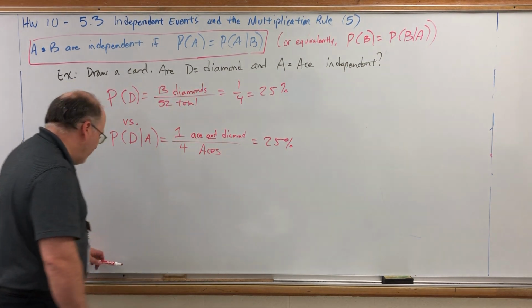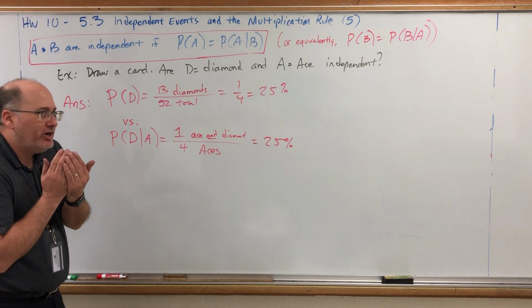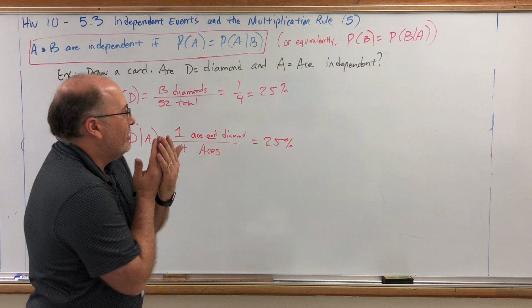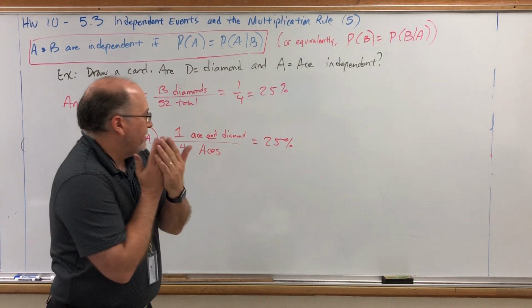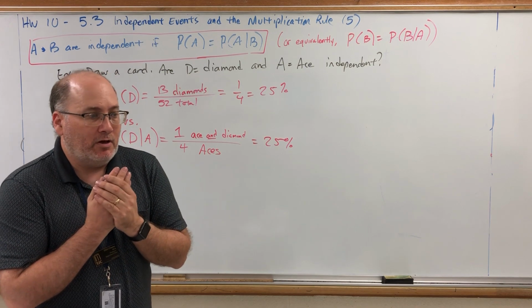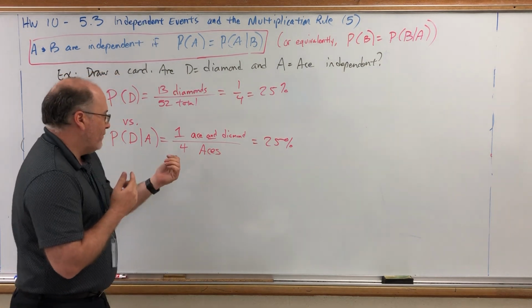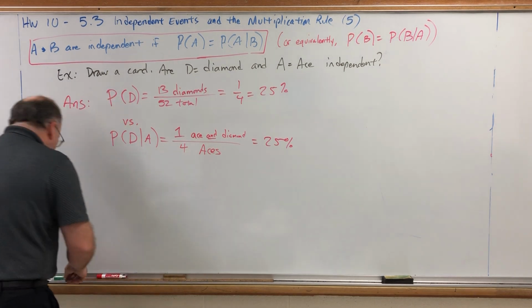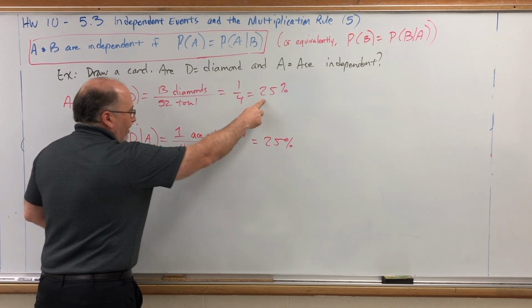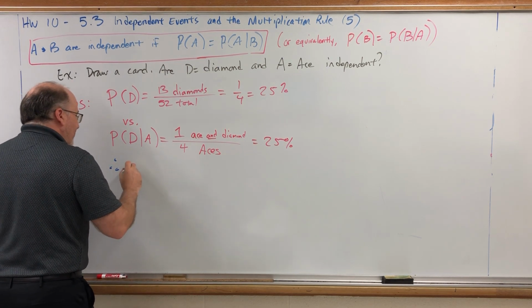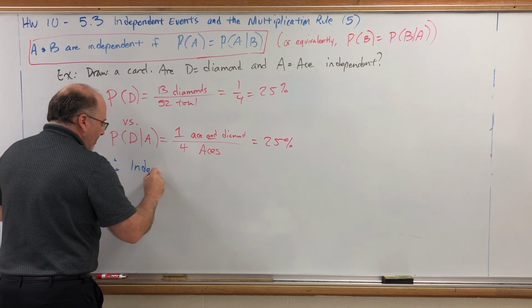And if you'll notice, the probability that my card is a diamond didn't change when I told you it's an ace. I drew a card, what's the probability it's a diamond? 13 out of 52, that's a 25% chance you have a diamond. Oh, by the way, my card's an ace. Oh, well, in that case, out of the 4 aces, 1 of them's a diamond, and it's still 25%. Because the marginal probability equals the conditional probability, we can conclude that these are independent events.